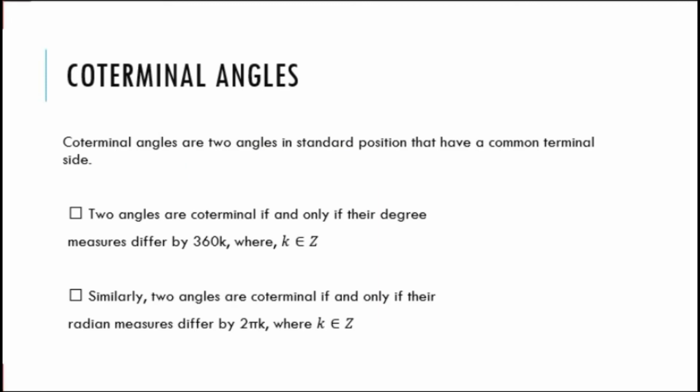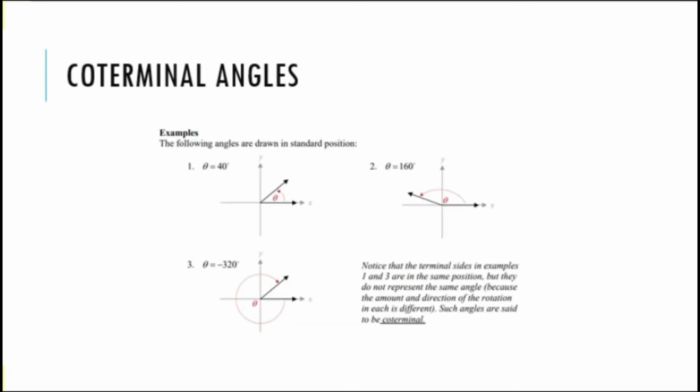Coterminal angles are two angles in a standard position that have a common terminal side. Two angles are coterminal if and only if their degree measures differ by 360. And if the given is 40 degrees and we need to find the counterpart of that angle, or its coterminal angle, just subtract 360 from 40. So 40 minus 360, because 360 is a full rotation of a circle, will give us negative 320.